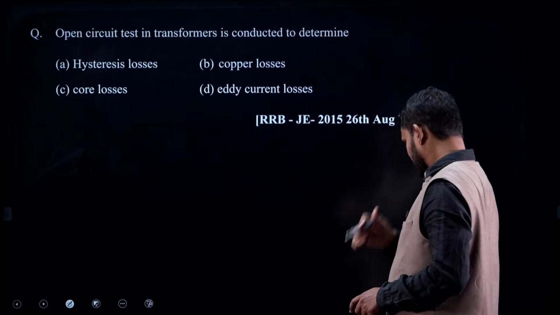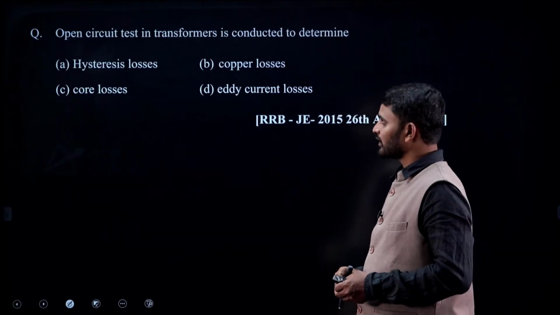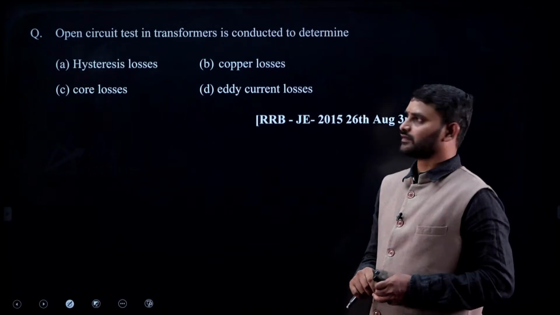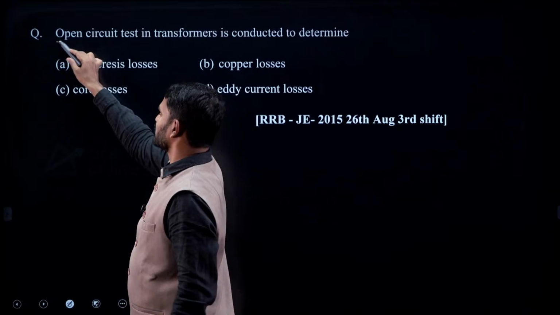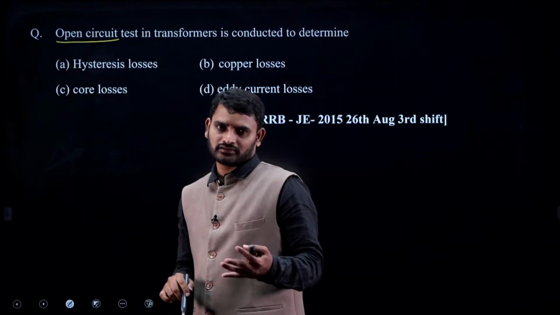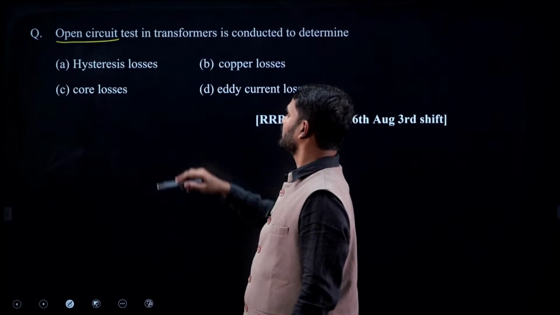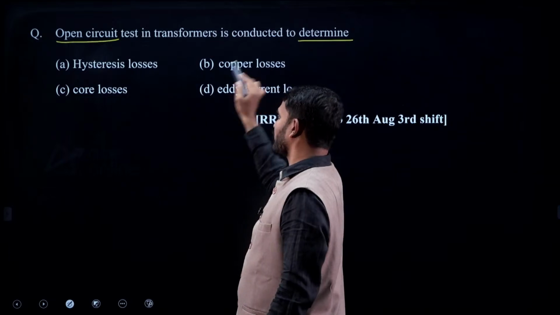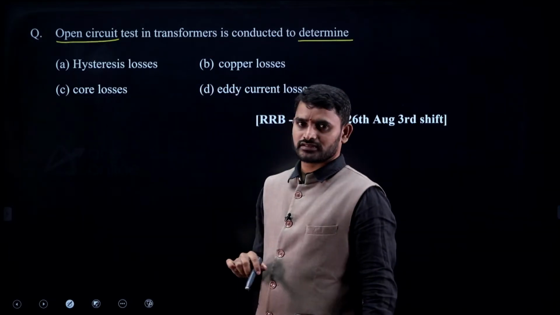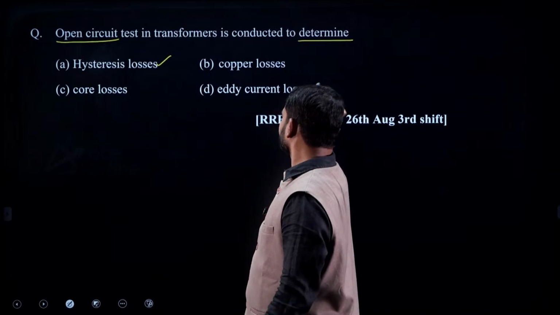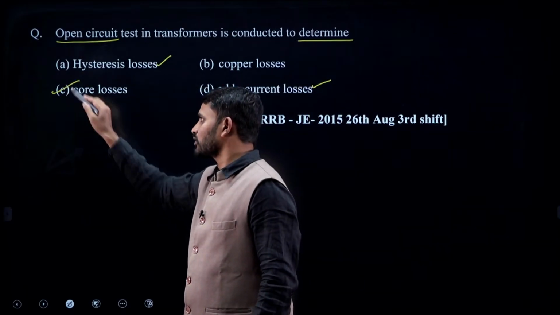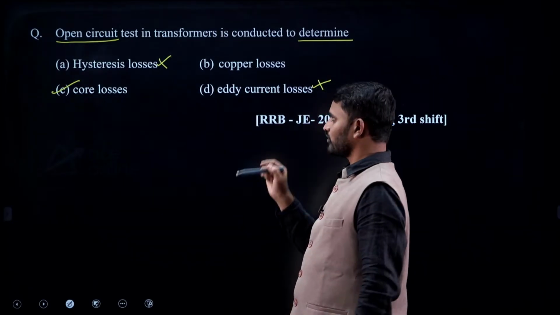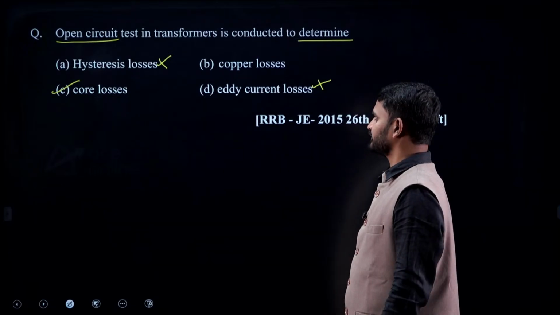So these are some important points about testing. Let us have a look at this question. Open circuit test in a transformer is conducted to determine what? Open circuit test is nothing but the core test. In the core, you will get two losses, hysteresis and eddy current losses. The options are hysteresis losses, copper losses, core losses, eddy current losses. Both we will find, and both together are nothing but core losses. So C is the correct answer. Don't go with A or D.